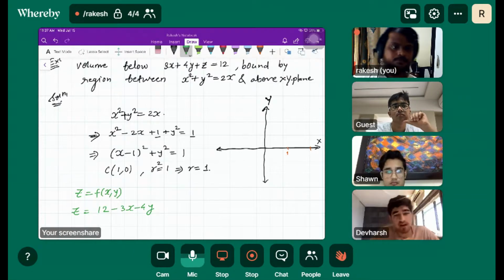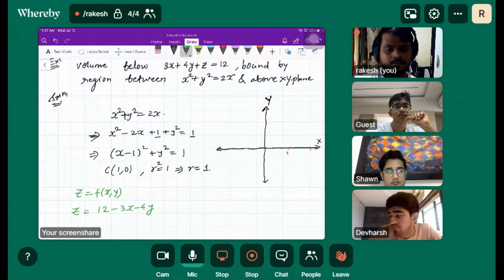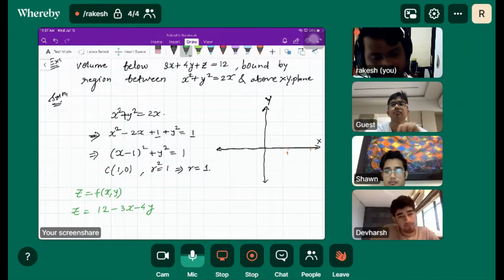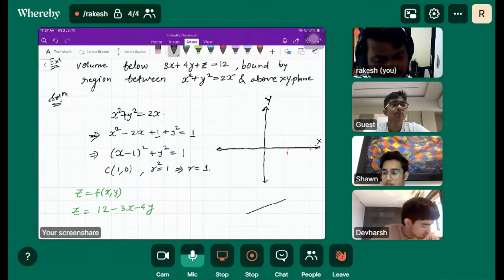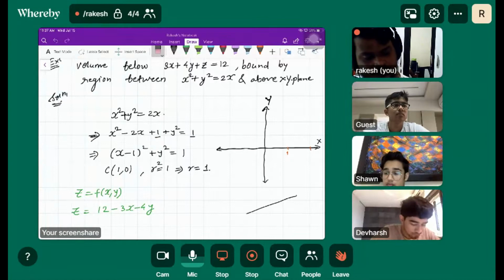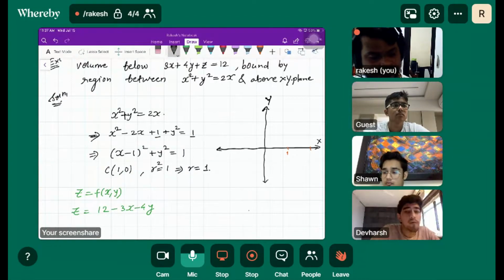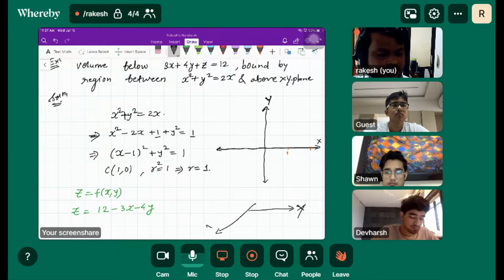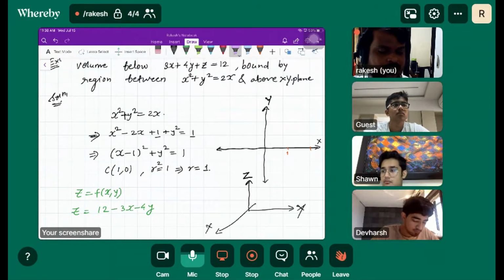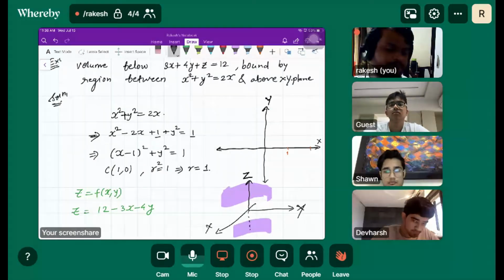I didn't really get what you're trying to say. What I'm saying is, suppose this is the x-axis, this is y, this is z. So my surface is somewhere here, or below. That's what I am asking.